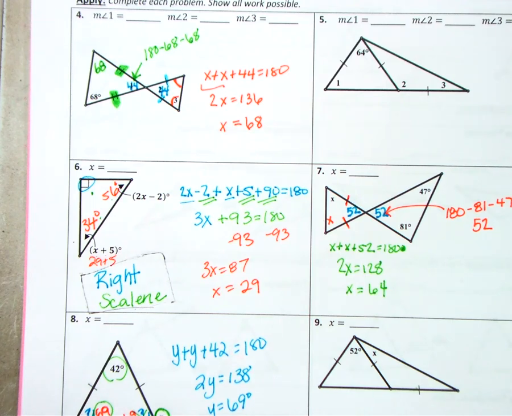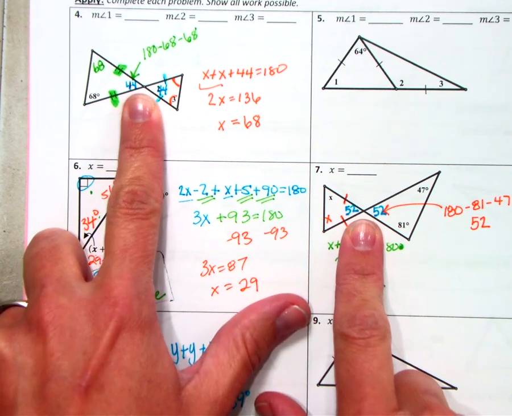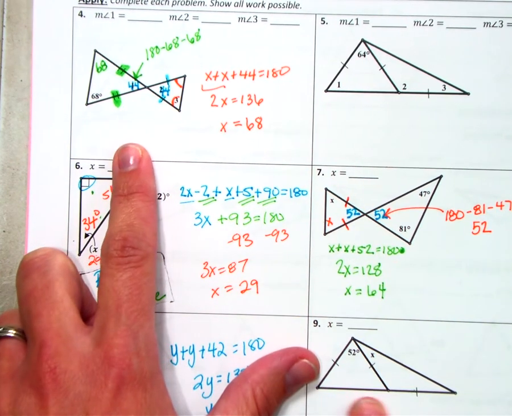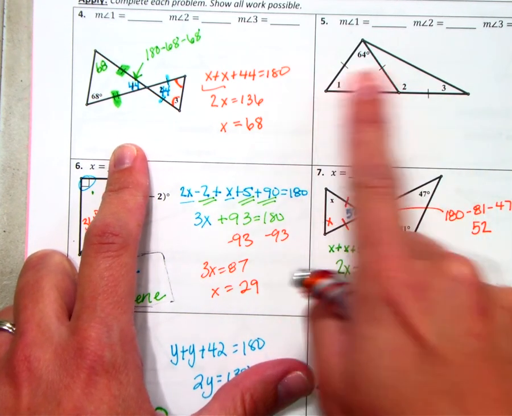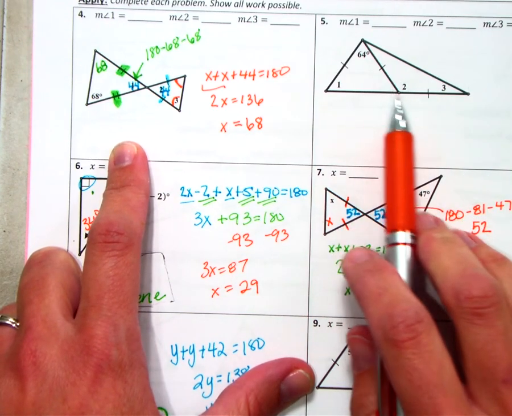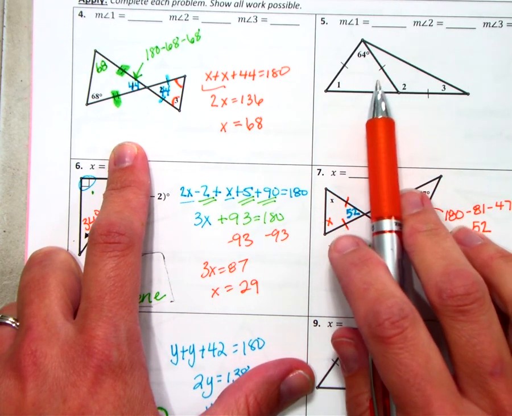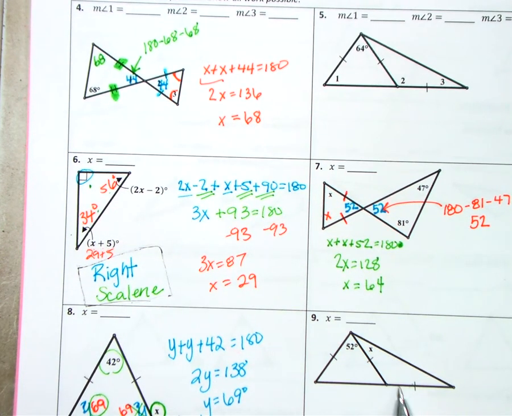Okay, last two. The last two do not have this vertical angle kind of look to it, but it does have something different. So you can kind of see on both 5 and 9, they have the two triangles that are fused together. And right here, we have a linear pair going on. So same thing down here, we have a linear pair where the two triangles are fused together. So that's the part we're going to use instead of using vertical angles.